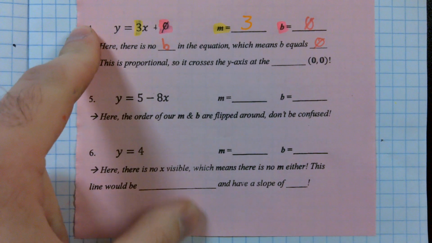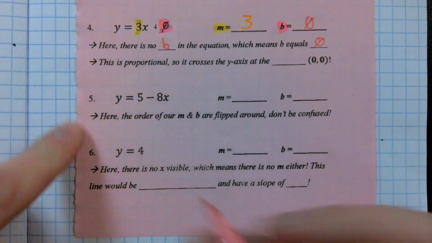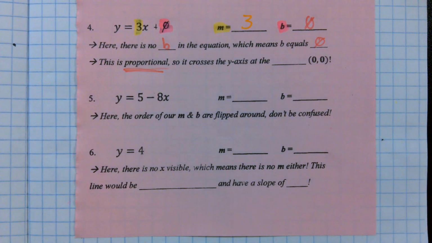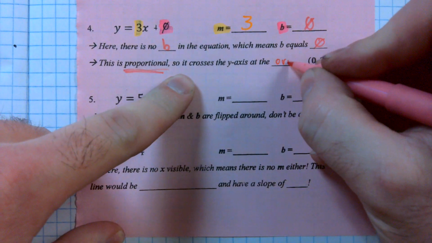What type of relationship do I have when b is 0? Aiden, you kind of mentioned this earlier. Proportional, right? Because if I'm looking at a y-axis, here's my y-axis. Where is 0 on my y-axis? Right in the center. So if I have a line that goes through 0, that makes it a proportional relationship. This is proportional, so it crosses the y-axis at the origin, like we said.